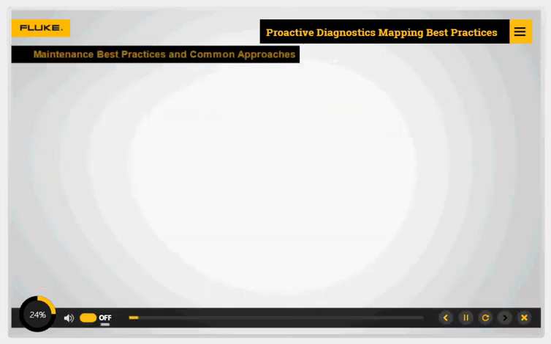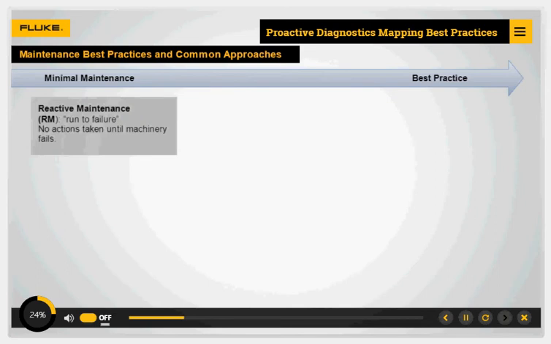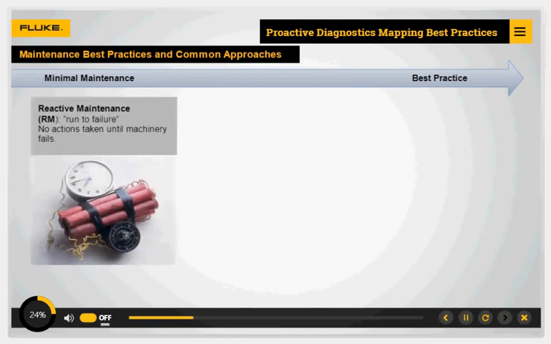To start, let's examine different industry maintenance practices across all levels to gauge which one works best in different situations. At the minimal maintenance level is what we call reactive maintenance, which is sometimes known as run to failure. That is, no maintenance actions are taken until machinery fails. In truth, this is a very costly approach in today's competitive environment because it only works in environments where machine downtime does not damage critical operations or where teams can afford to replace equipment more frequently.